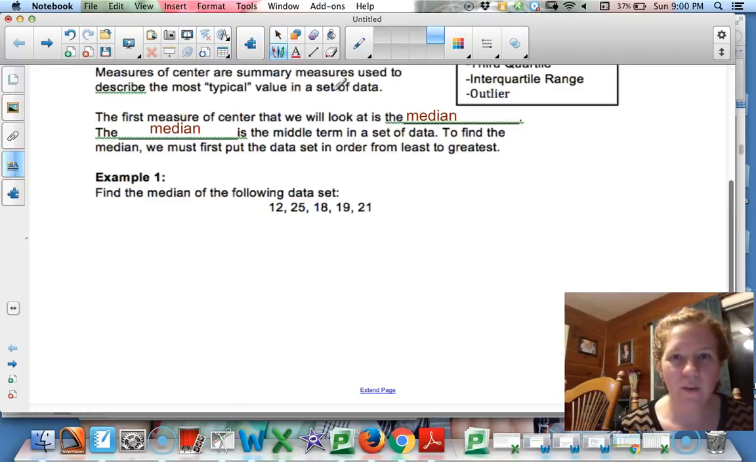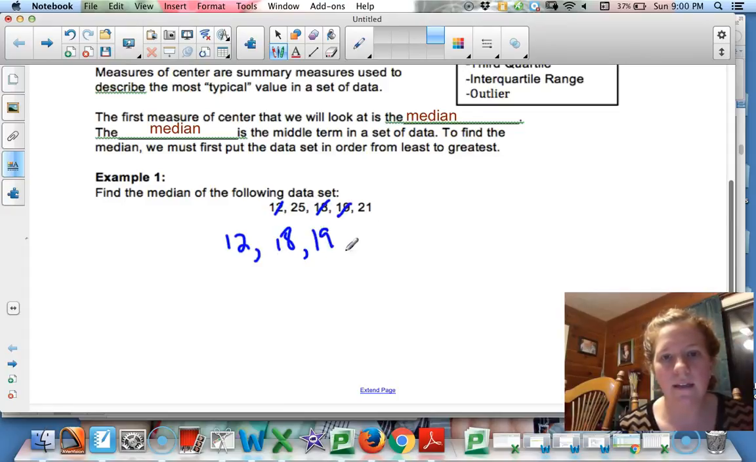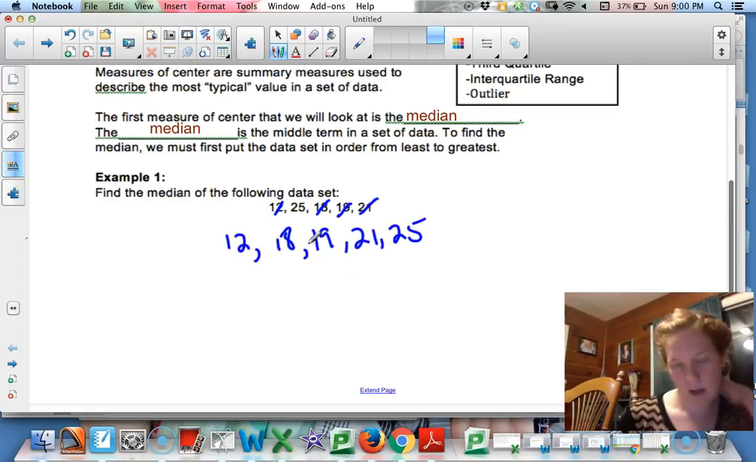What I do, and this is just user preference, is I list the number and I mark it out as I go. So I marked out 12, and then I've got 18, and then 19, and then 21, and then 25. And that allows me to catch any mistakes if I don't get all of my values. Another thing, and this isn't so necessary with this set because it's a fairly small data set, but a lot of times I'll count, like there's 1, 2, 3, 4, 5 pieces of data, and then I'll count my final list when I've got it in order, and I've got 1, 2, 3, 4, 5. So that's another little thing.